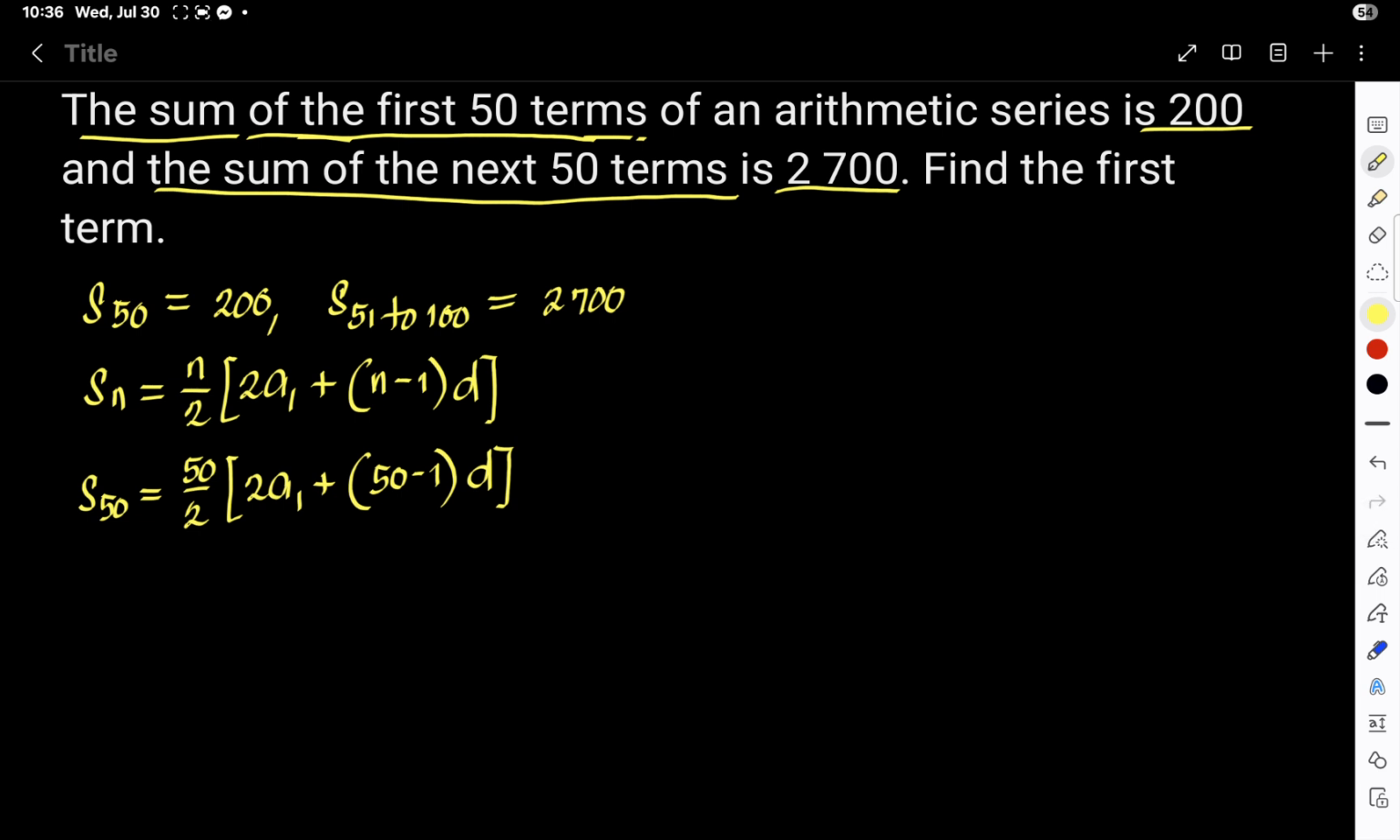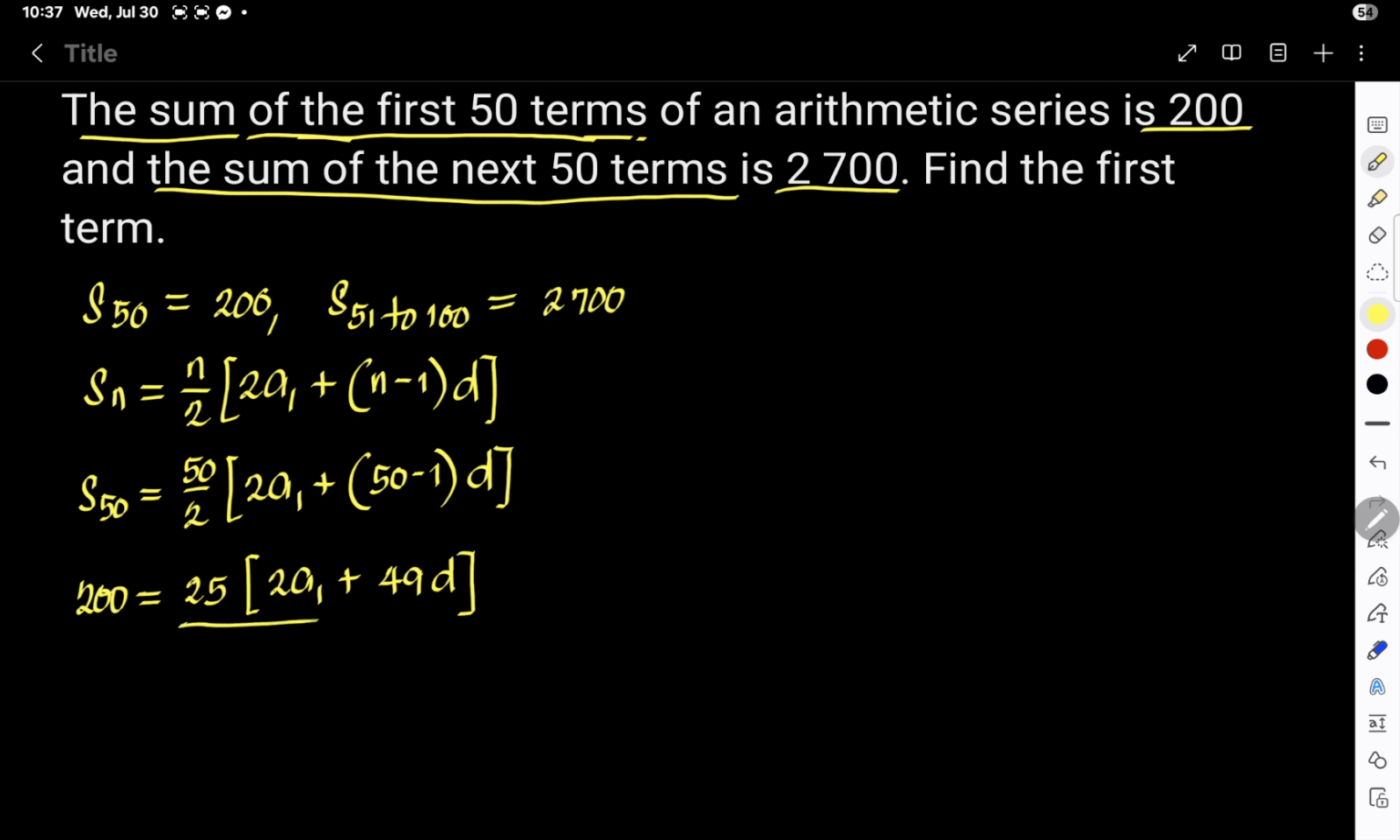And let's simplify this. So we know that S sub 50, or the sum of the first 50 terms, is equal to 200. So we'll have 200 equals 50 over 2, or 25, times 2a sub 1 plus, and 50 minus 1 is equal to 49d. Then notice that we can divide both sides by 25.